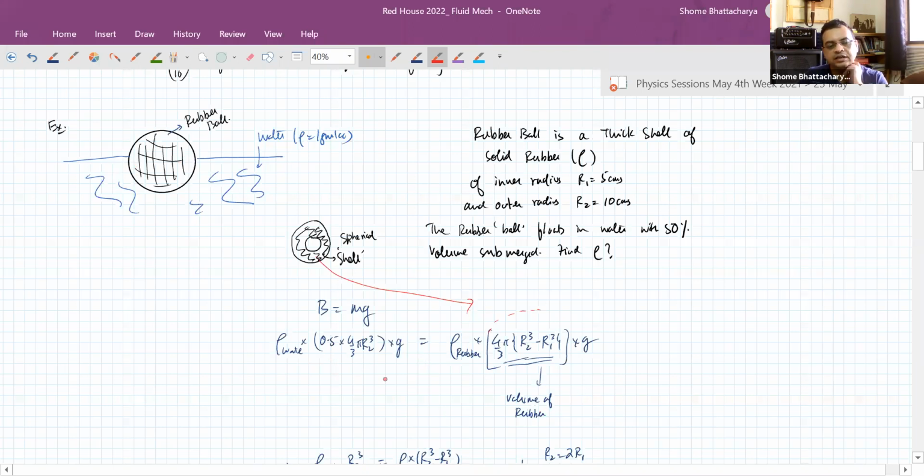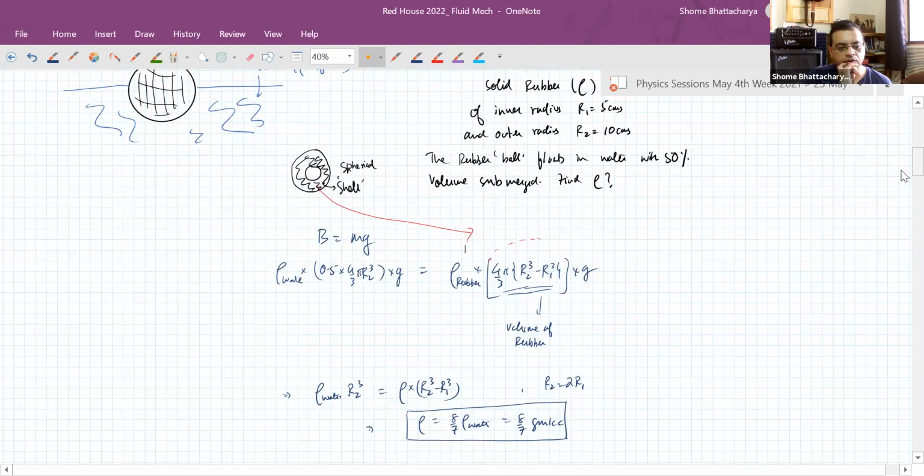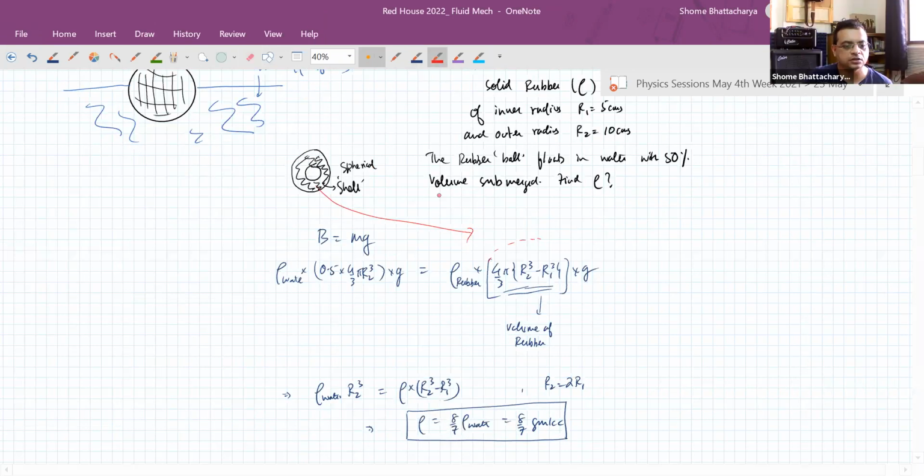So that is why your final answer for density of rubber comes out to be this factor of, sorry, this will not be 8 by 7. It will be 4 by 7. Yeah, my mistake. That's 0.5 into this. So just make a correction here. This is 0.5 into this. So the answer should come 4 by 7.